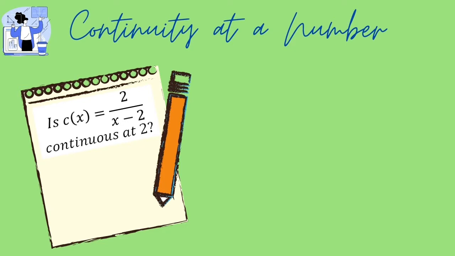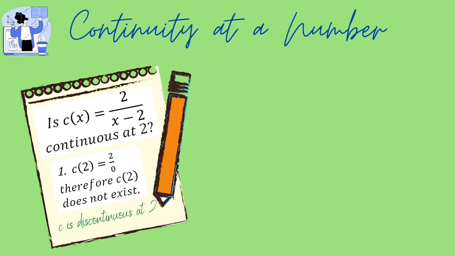Moving on, we check if c of x equals 2 over the quantity x minus 2 is continuous at 2. By substitution, we obtain c of 2 equals 2 over 0, therefore, c of 2 does not exist. And so, c is discontinuous at 2.